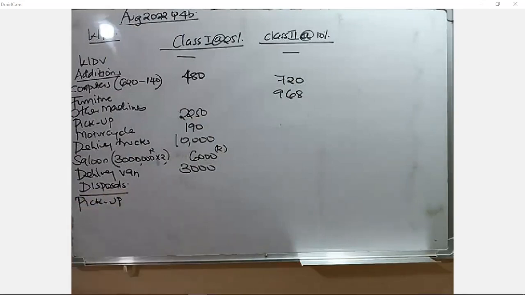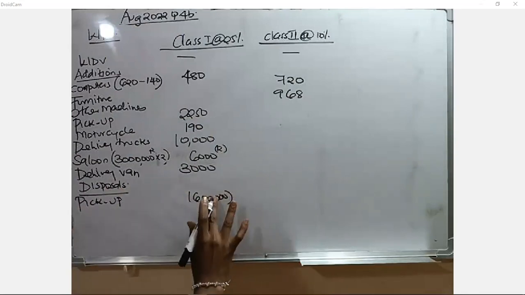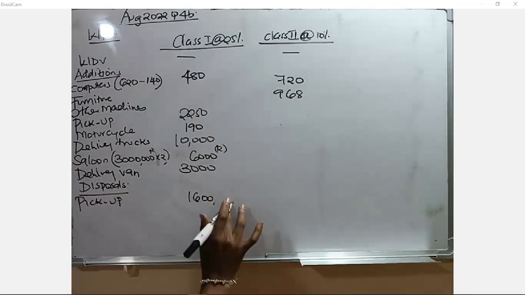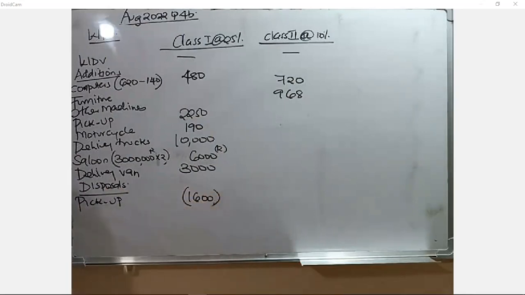So the pickup is amounting to how much? I'm being told that in November 2021, the pickup vehicle was traded with another one valued at 3 million. So the pickup had a value of 1.6, and we added 1.4. So we ended up parting ways with 1,600,000.